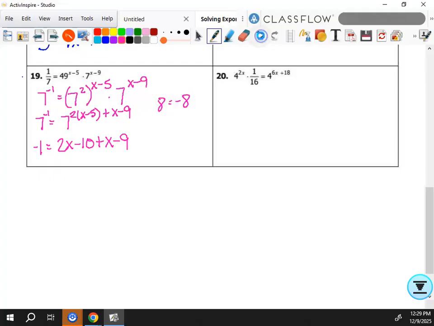Oh, shoot. Making stuff up. x equals 6. If you didn't get that or don't know where anything came from, let me know. Do we have any questions at all?